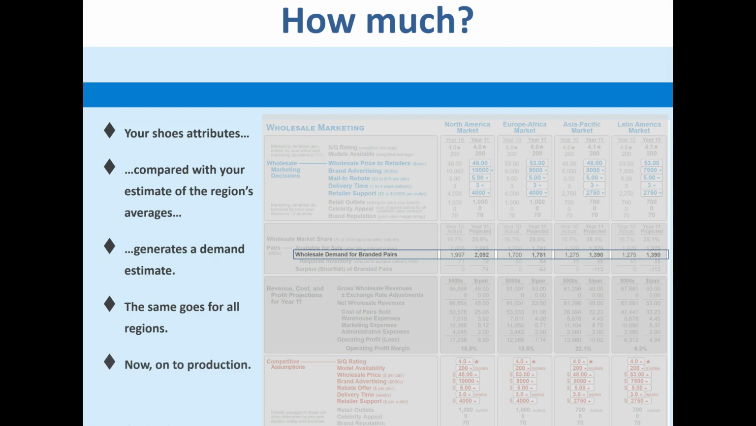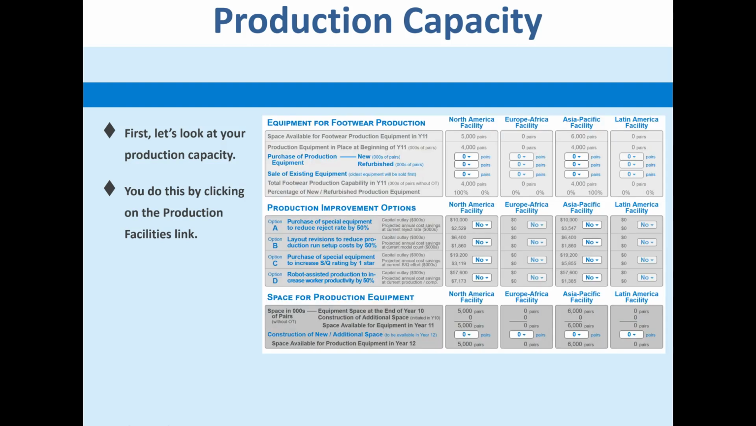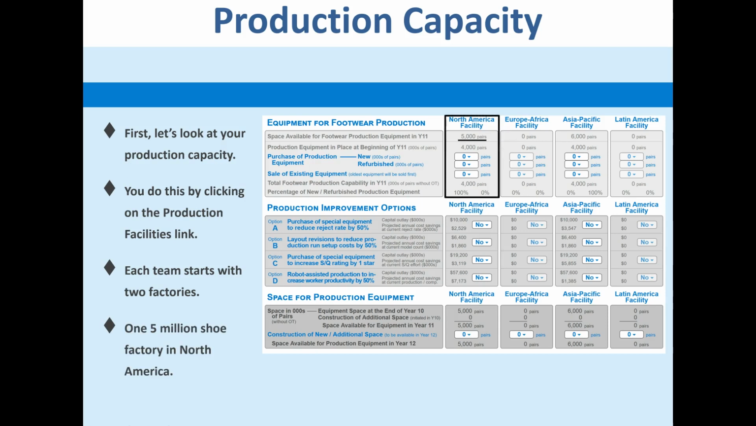Now, once you've generated your demand, you've got to produce those shoes. And now we're going to go over to the branded production screen. So we're going to click on here. Well, actually, we're going to be looking at your production capacity. And in order to look at how many shoes you're capable of producing, we're going to click on the production facilities screen. And that takes us here. And you can see here, every team is basically the same in terms of their production capabilities. You've got a 5 million shoe factory in North America, and you've got a 6 million shoe factory in Asia.